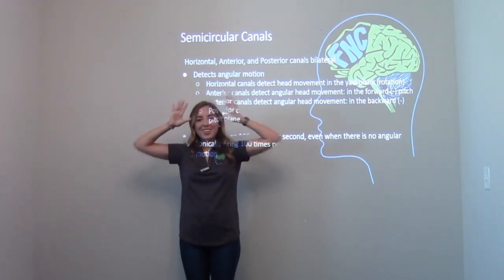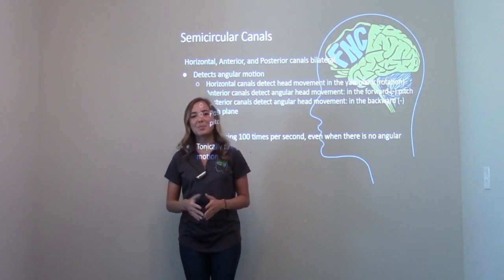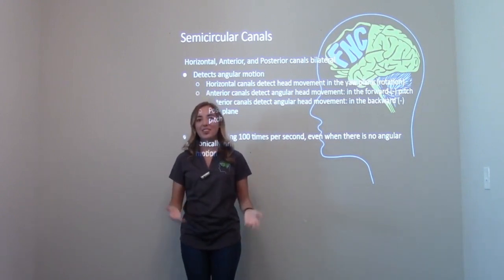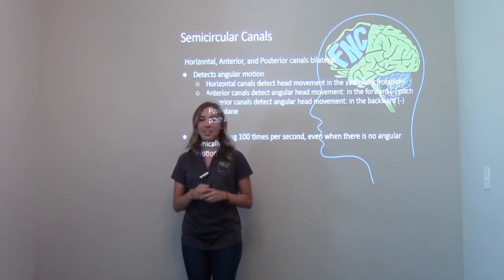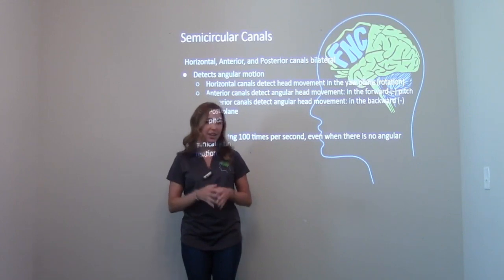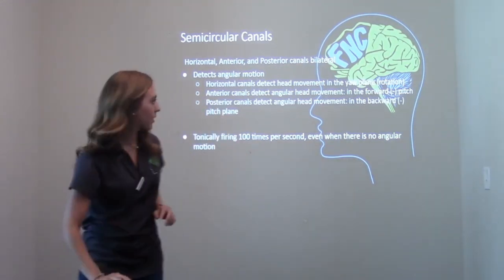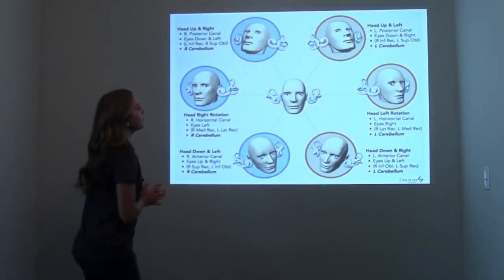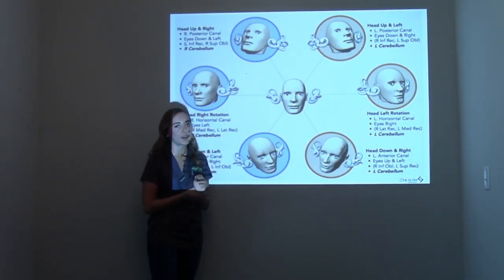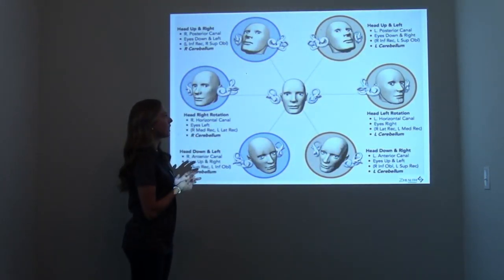And then the horizontal canals, you don't need moose ears for, they're pretty easy. For the right horizontal canal, you're just going to look to the right, and for the left horizontal canal, you're going to look to the left. So those are our head positions. I want you to be practicing that. We're going to have a breakout really soon for you to do that.